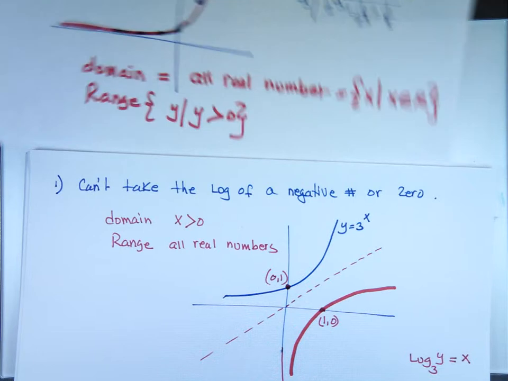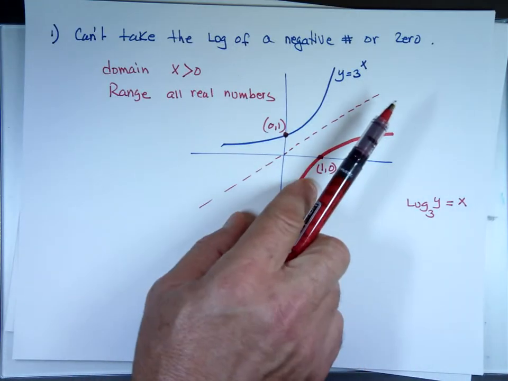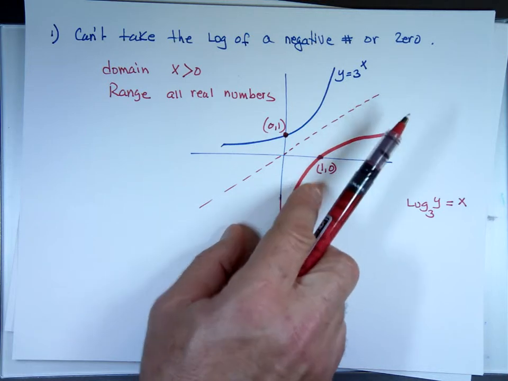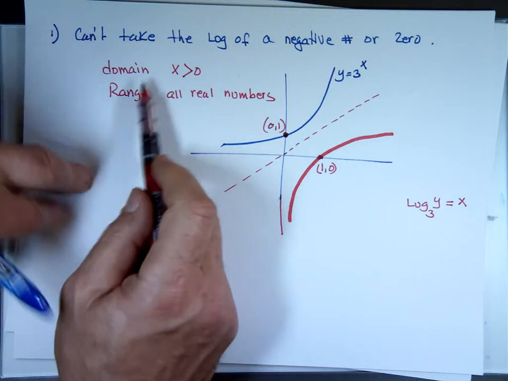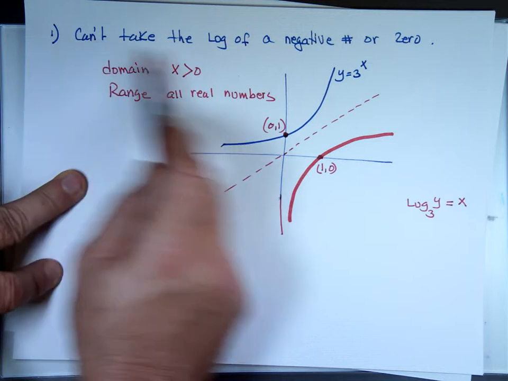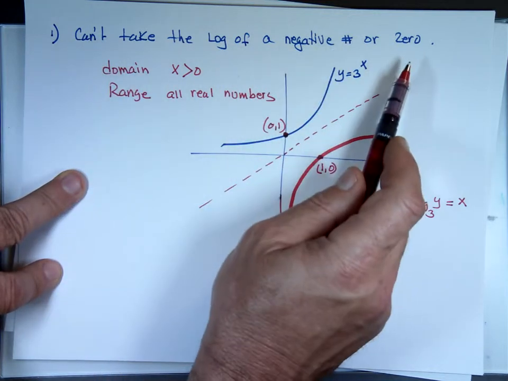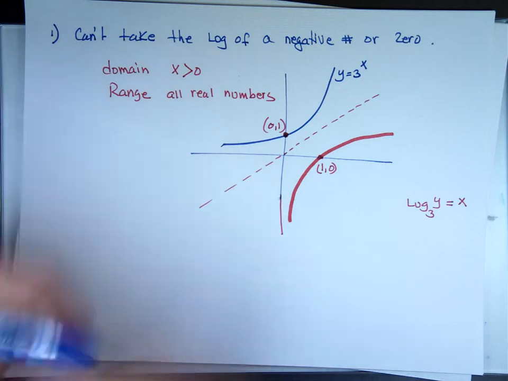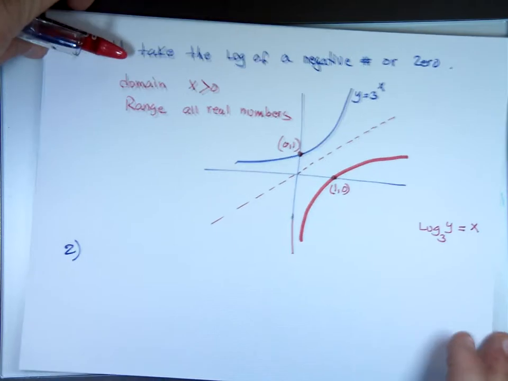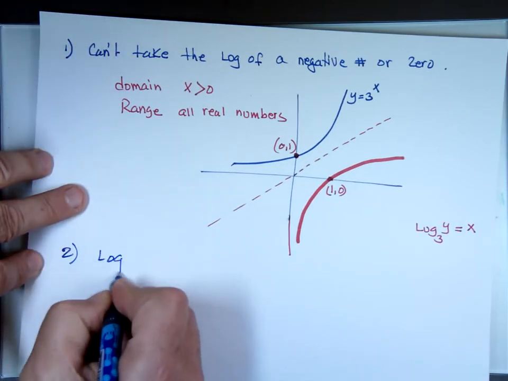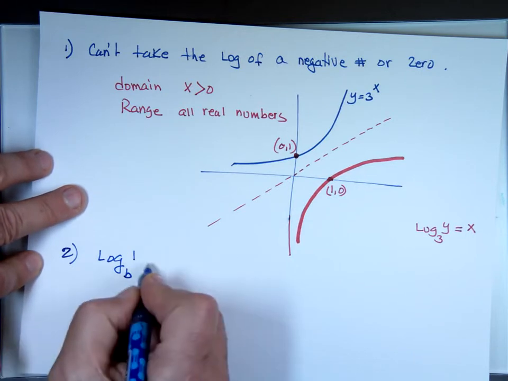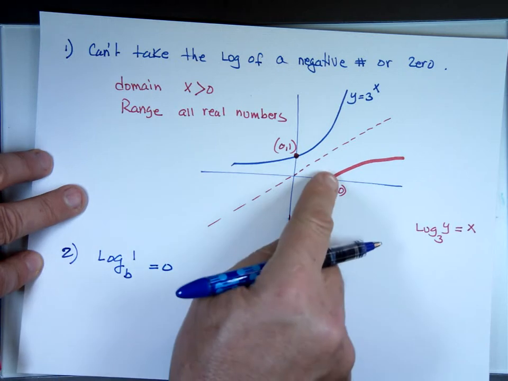If you don't want all that gibberish, just remember that picture. The domain of this is x has to be greater than, not equal to, greater than 0. That's why you can't take the log of a negative number or 0. That's the reason. The other rule, looking at the picture here, that's rule number 2. The log of 1, regardless of what the base is, is always going to be what? 0. When x is 1, the y value is 0.